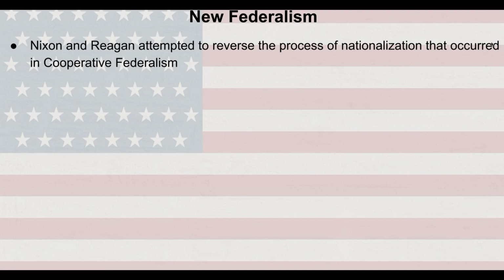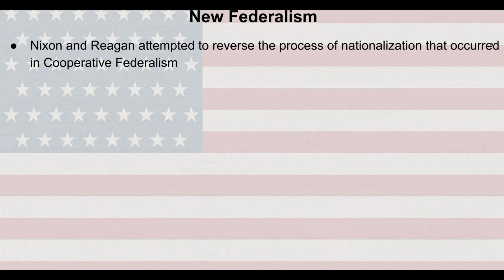We're going to see new federalism be ushered in by President Nixon and Reagan. President Ronald Reagan is going to be a significant utilizer of this idea of new federalism. But these two presidents are going to try to reverse some of this cooperative federalism, some of this expansion of federal power under cooperative federalism.